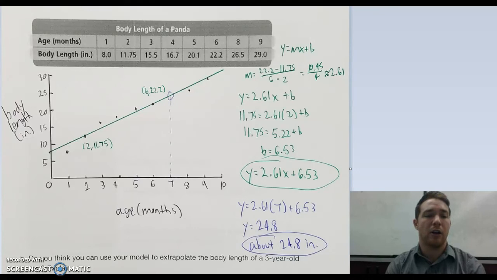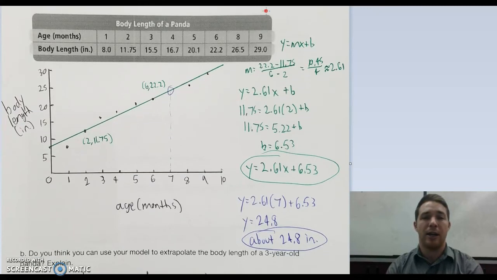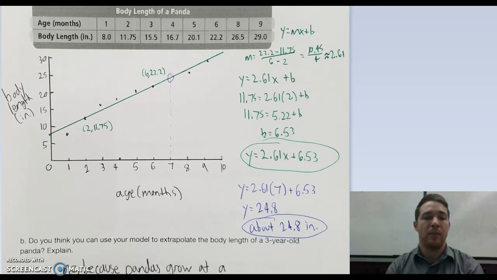Last time we did interpolation on that last question, but we're also asked, do you think we can use our model to extrapolate the body length of a 3-year-old panda? Seemed like we should be able to if I just extend that line, but you have to be careful here. If I'm thinking of a 3-year-old panda, that's pretty far away from our data. Our data ends at 9 months. So I'm going to say no.